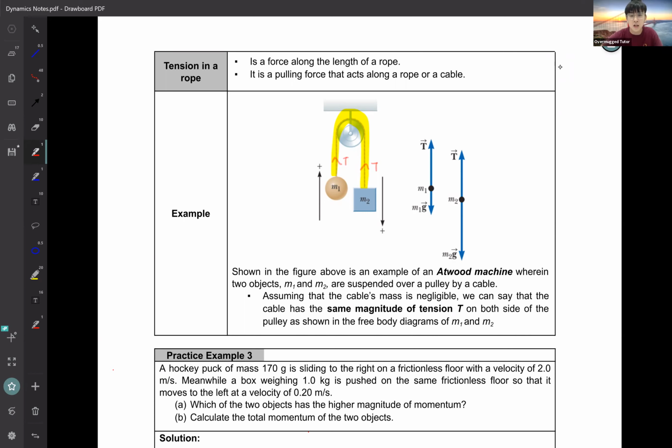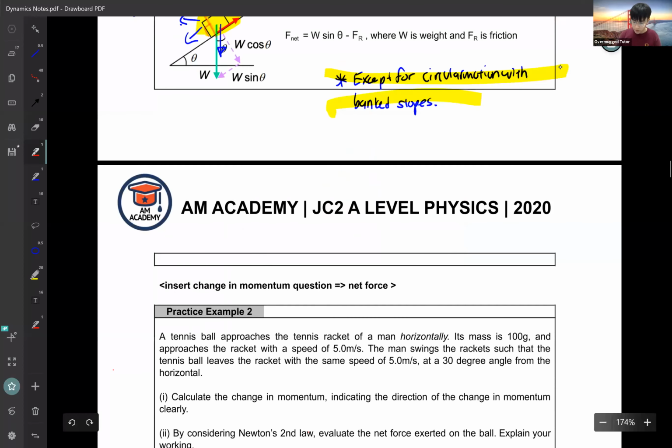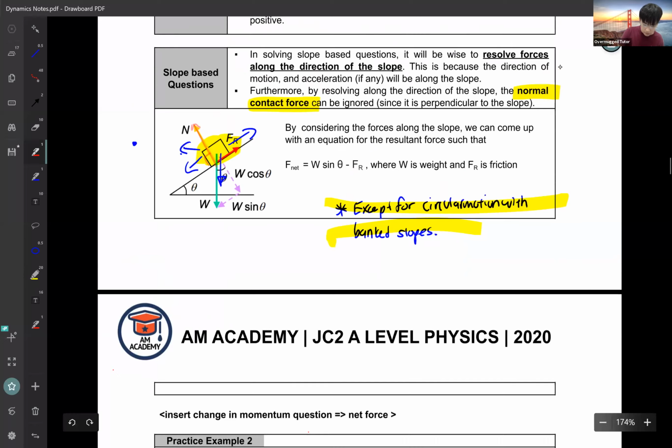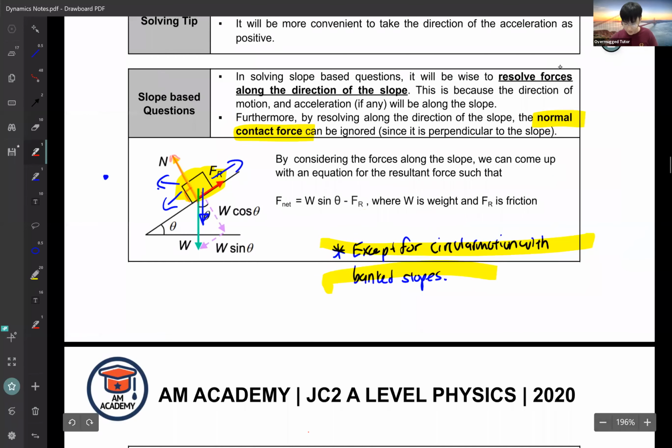Okay, yeah, I got a little question. Can I repeat the part about resolving when there's a bank slope? Yeah, okay, so I'll just quickly iterate through that again. So give me a sec. Okay, I got free space here.